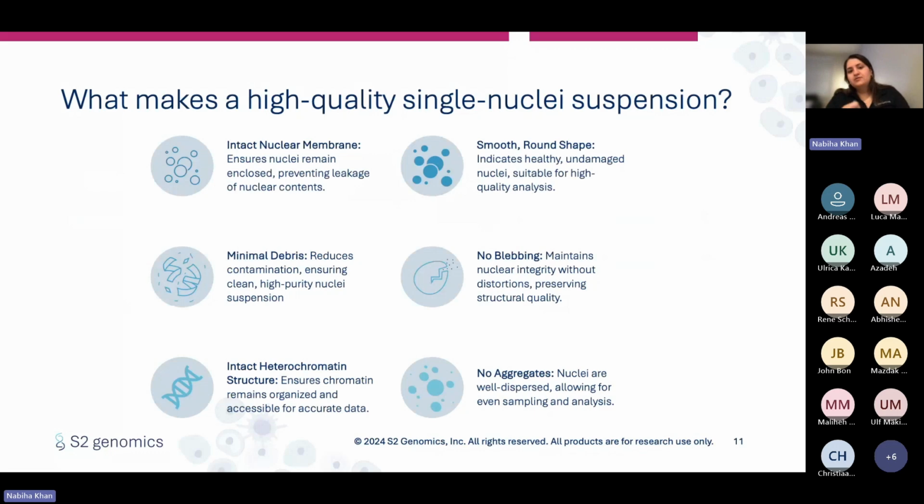And so then what constitutes a high-quality single nuclei suspension? A high-quality nuclei suspension should include intact, debris-free nuclei that retain a smooth, round shape, as well as intact heterochromatin structure supporting reliable gene profiling and chromatin accessibility.